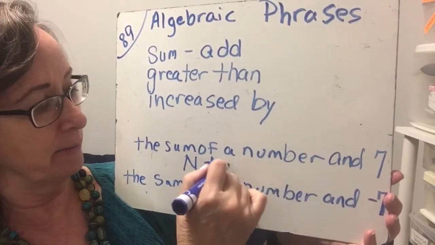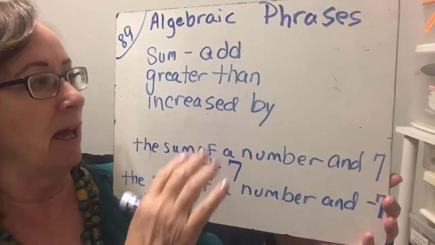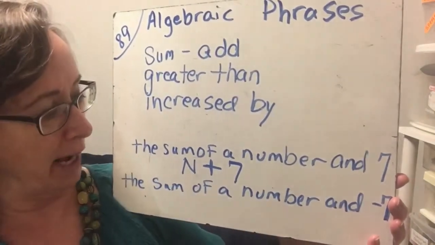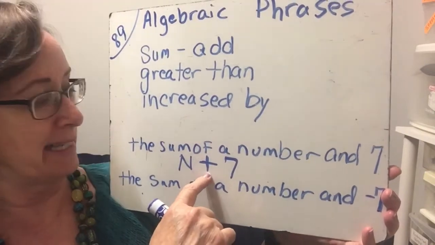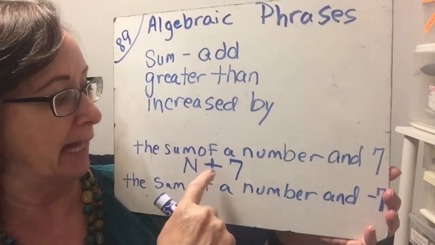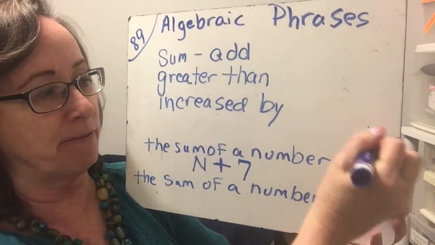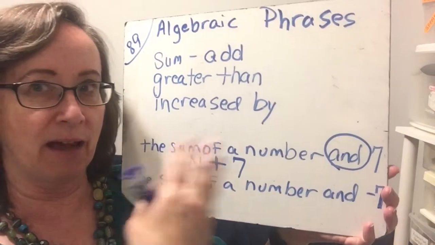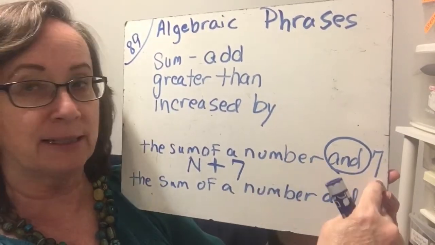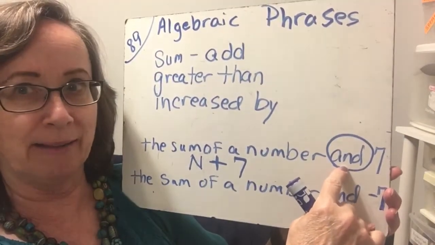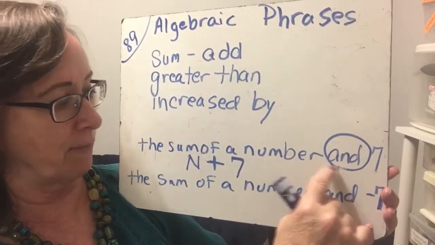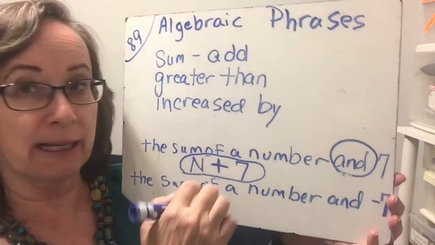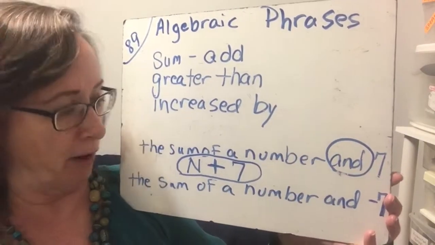And 7. So notice that when I'm using my expression and I'm turning it into an algebraic phrase, I put the sign, the sum sign, which is add, in the place of the word and. Okay, so the sum of, and now they're going to give me two quantities, a number and 7, and in between the two quantities, a number and 7, I will put the plus sign. So that is how we would algebraically express this word phrase.